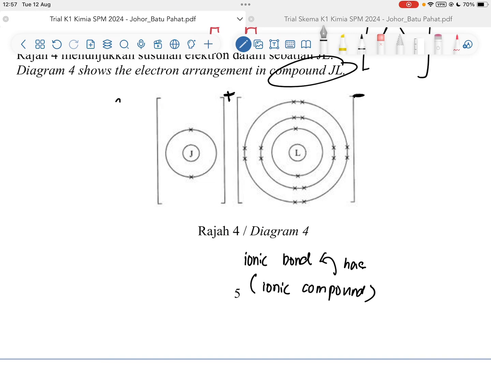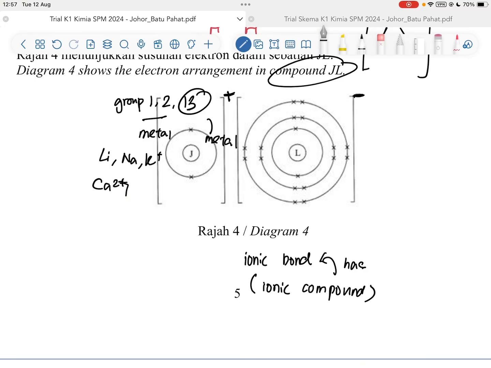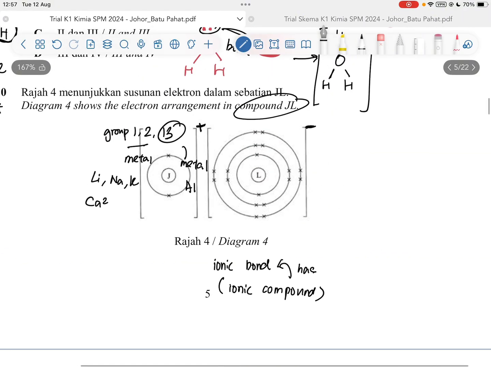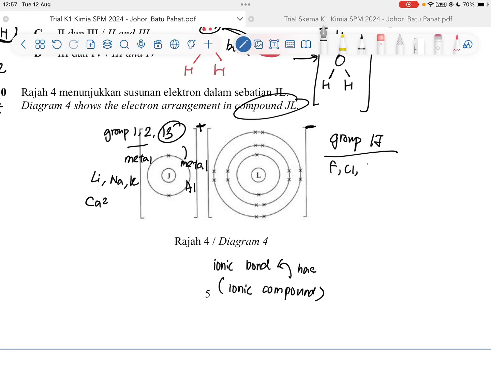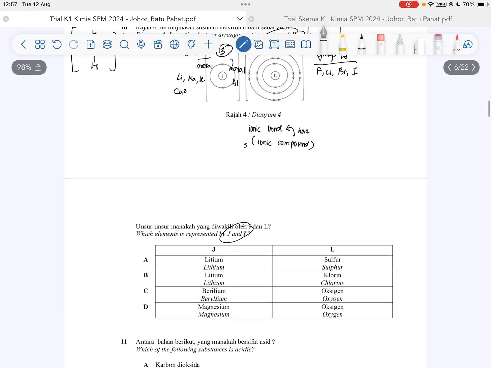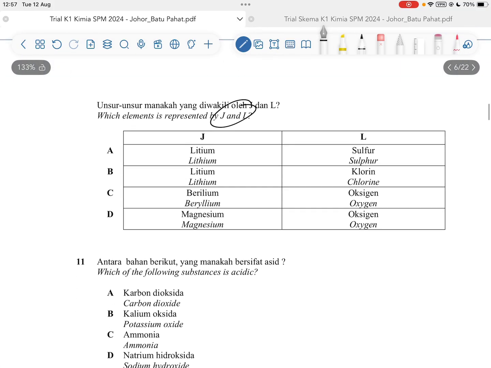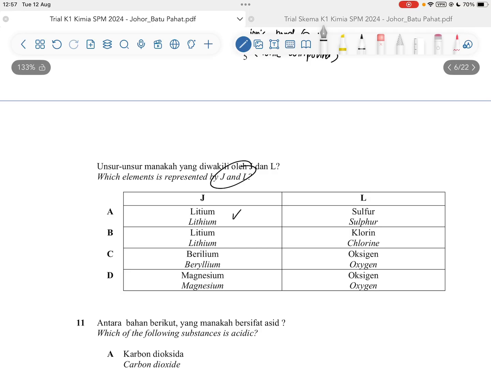It can be group 1, 2, or 13. Group 1 and 2 are metals, and 13 is also metal. For groups 1 and 2, we have the famous examples such as lithium, sodium, potassium, calcium. And for group 13, we have the famous example aluminium. And then the negative one, we can say is group 17. Group 17 has fluorine, chlorine, bromine, iodine. So we can judge one by one. Lithium, okay, J is possible, but L is not sulfur, because lithium and sulfur cannot form a compound.